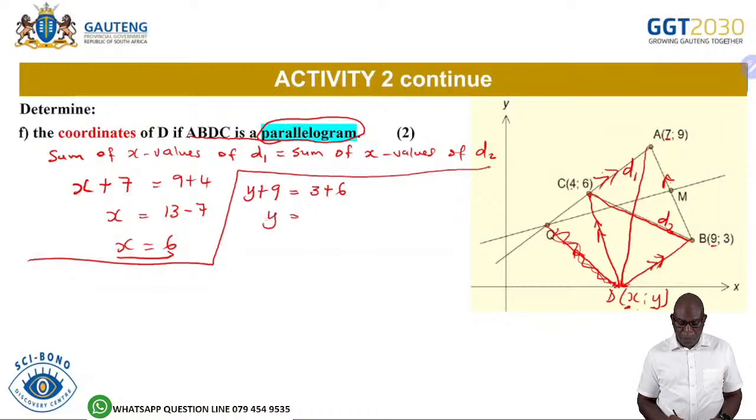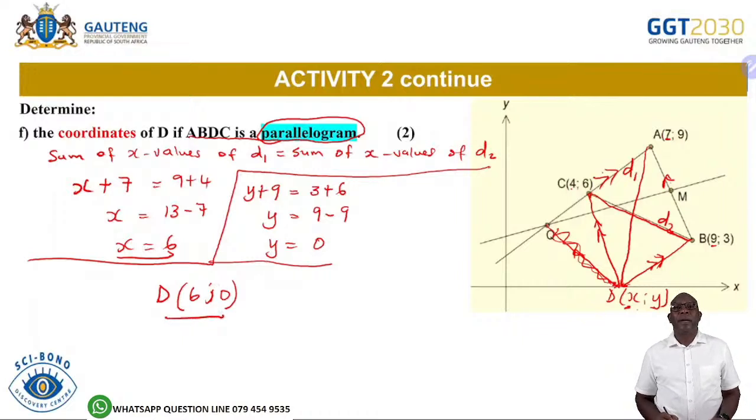So my y will be equals to 9 minus 9. The y values will be 9. So then my coordinates of D are going to be 6 and 0.